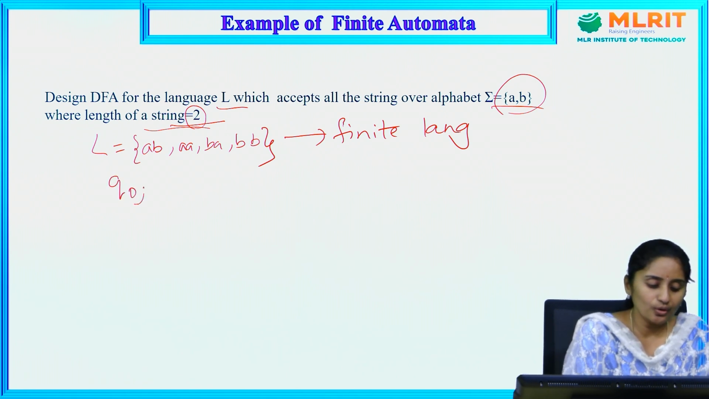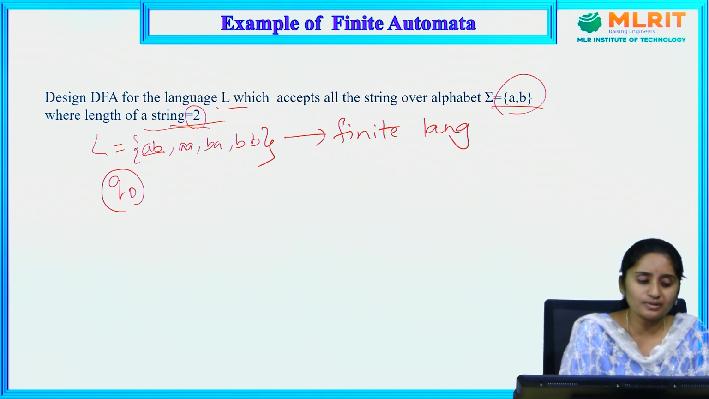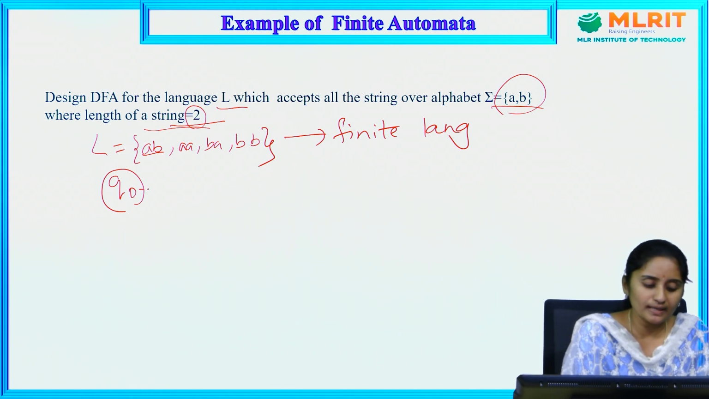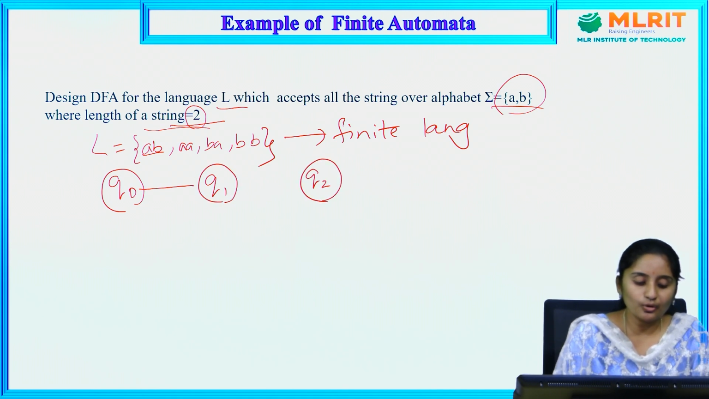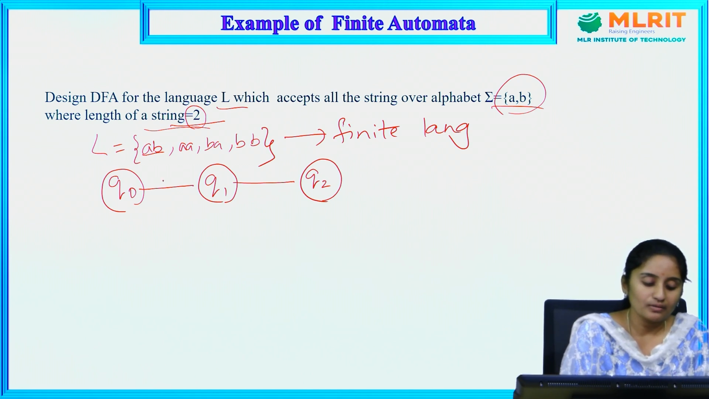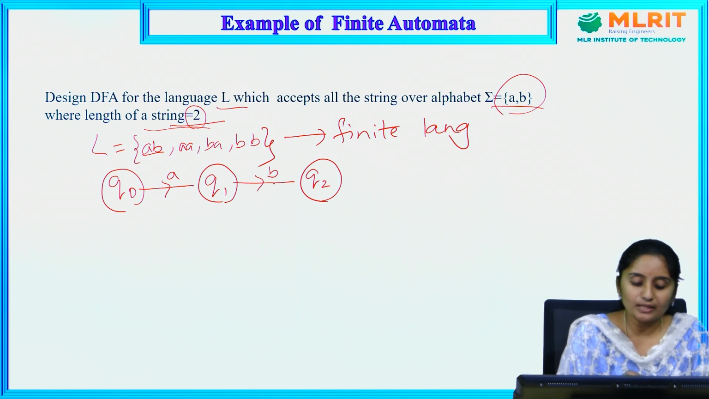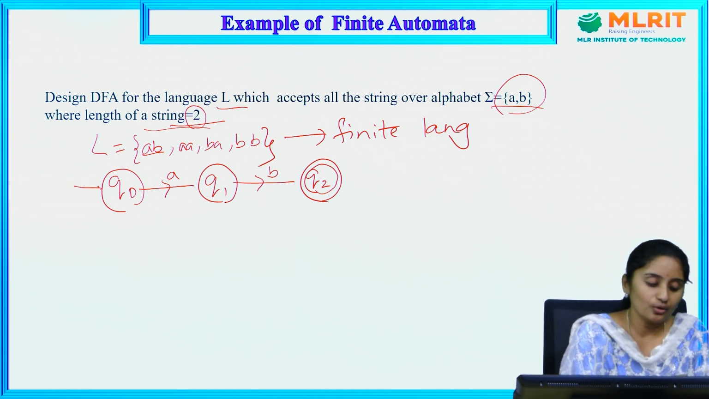Q0. So what is the length I am having? The minimum string length is 2, so the number of states I can take is 3: Q0, Q1 and Q2. These are the 3 states. What is the first string? AB. On A, it is moving to Q1. On B, it is moving to Q2. So Q2 is my final state and Q0 is my starting state. The first string is accepted.